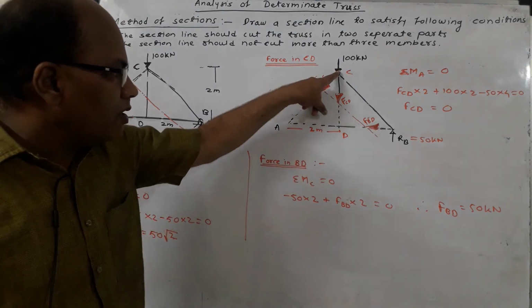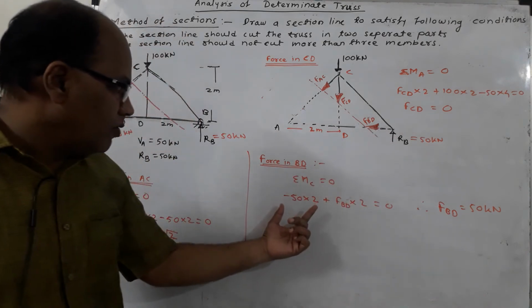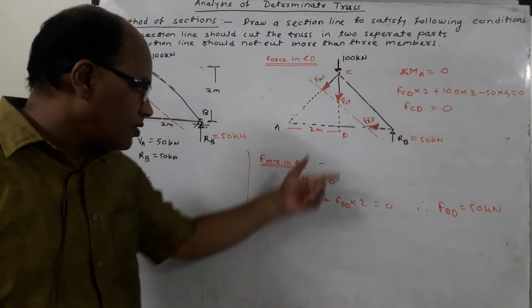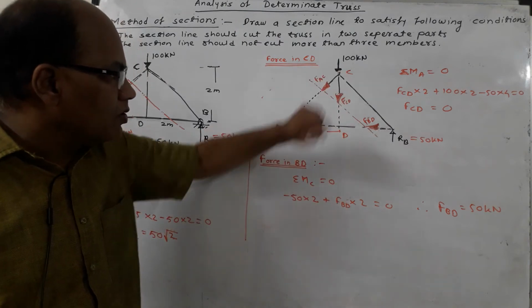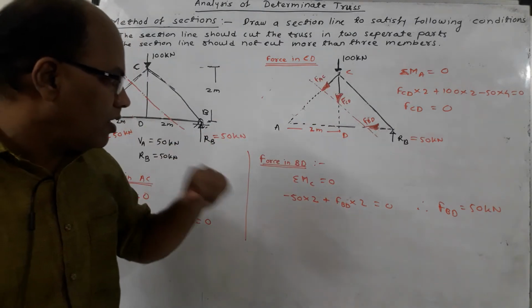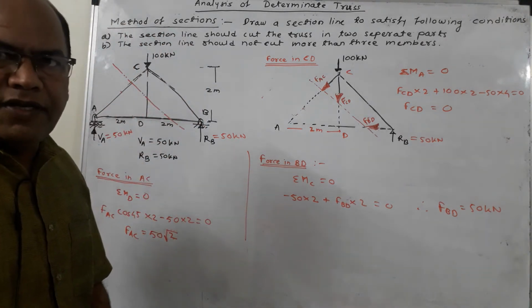So when I take moment about C, the moments will be of this force, 50 kilonewton. It is anti-clockwise about C, so minus 50 into 2 plus FBD into 2, because 2 is the vertical height which is shown over there. And if I solve it, I will be getting FBD as 50 kilonewton.